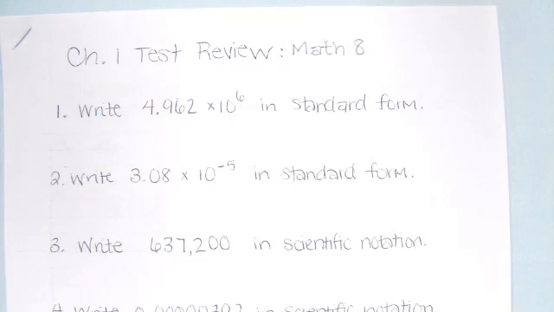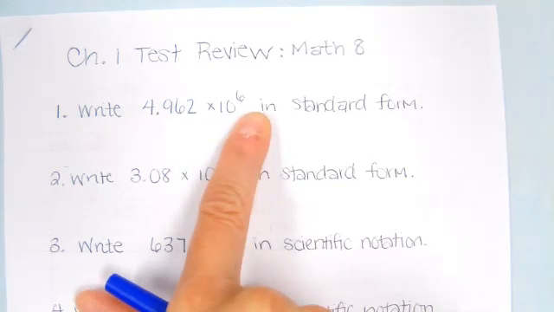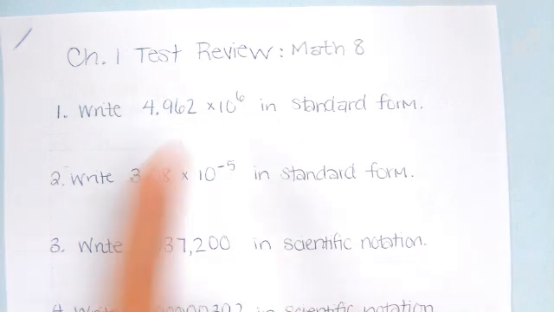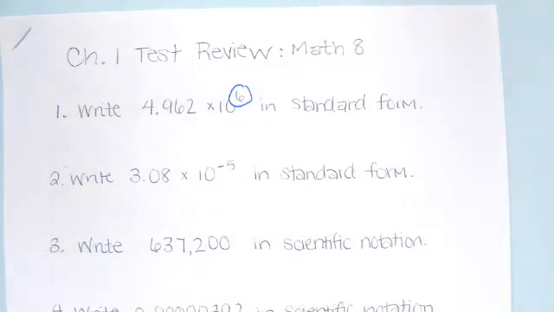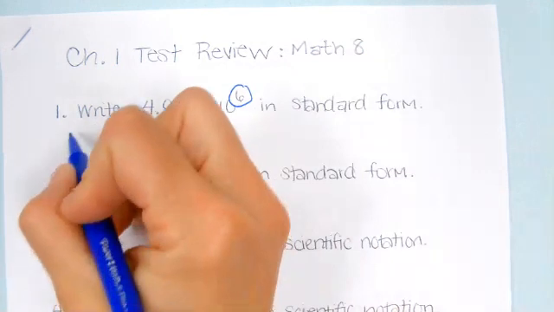And this is the most recent stuff we've been doing. So if it says write 4.962 times 10 to the 6th in standard form, that means we're going to get rid of the times 10 to the 6th and we're going to move the decimal. How many spaces are we going to move the decimal? 6. Left or right? Right. This positive 6 means it should make a big number, a number we want in our bank account. So we're going to do this.